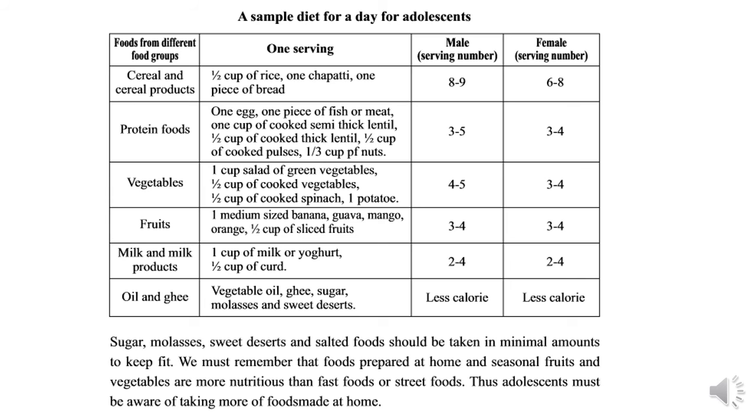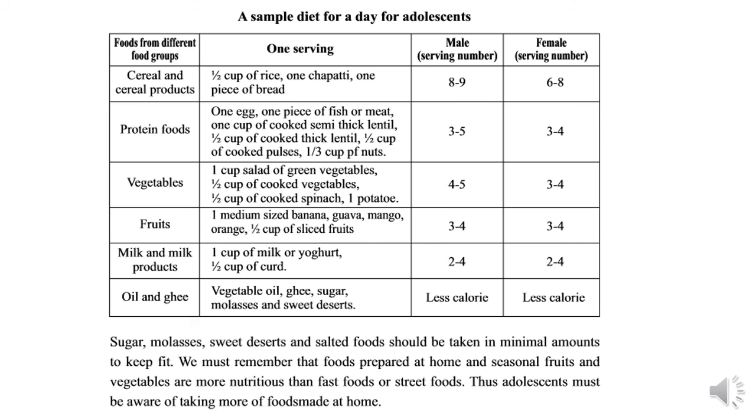Like rice, one serving means half a cup, which is universal for all people, all over the world. Like protein, we see that only one egg is one serving, or one piece of fish or meat. You can see that 30 grams of fish or 30 grams of meat is one serving. And in the case of vegetables, we see 1 cup of uncooked vegetables, and half a cup of cooked vegetables is one serving. One medium sized fruit is equal to one serving. Milk and milk products, we see 1 cup of milk or yogurt.